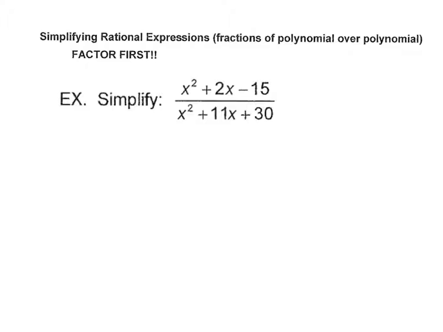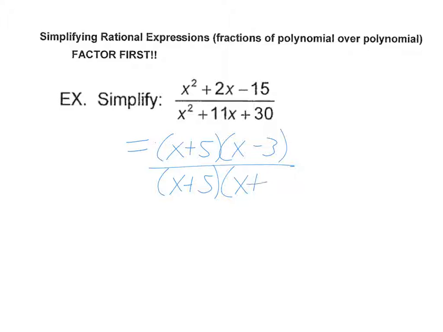I look at negative 15 and try to figure out the factors that would get me a positive 2. So that would be positive 5 and negative 3. On the bottom, looking at 30, I need the factors of 30 that will get me a positive 11. That would be a positive 5 and a positive 6. Now, once they're factored, you can cross out common factors.